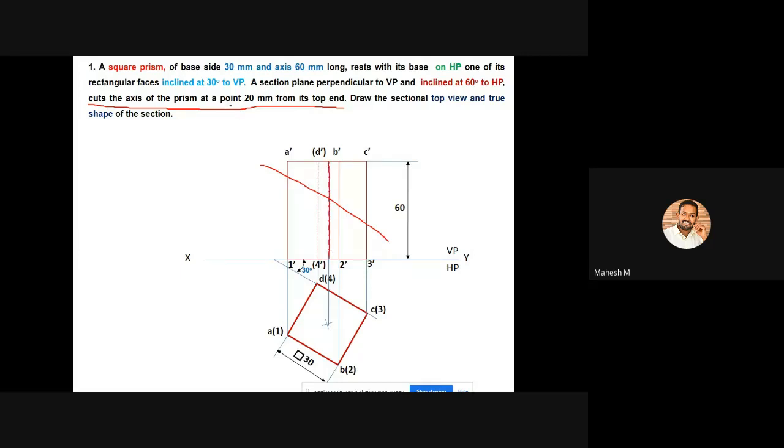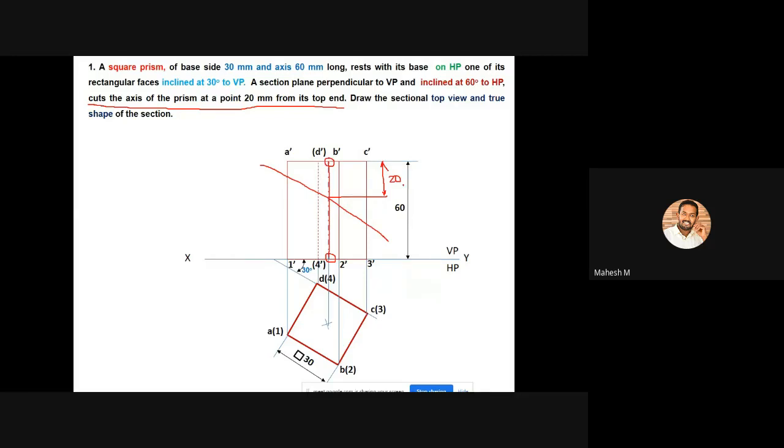Okay, so please read this again. Cut the axis of the prism at a point 20 mm from its top end. So this one is the top end and this one is the bottom end. So the distance between this sectional plane and the top end should be 20 mm. So this gap should be 20 mm.